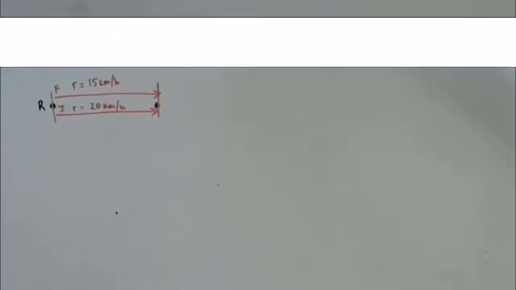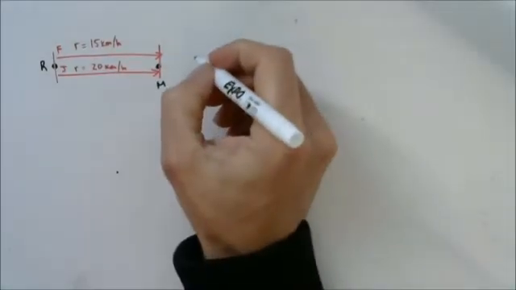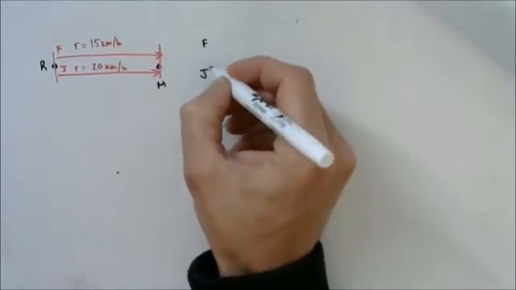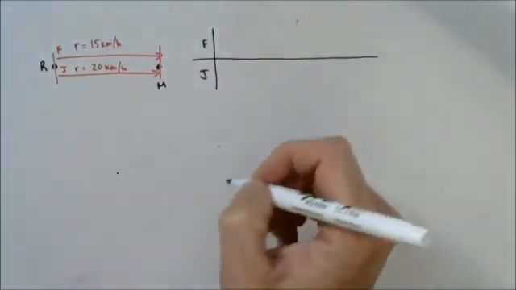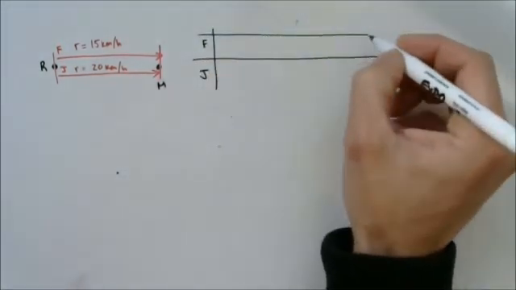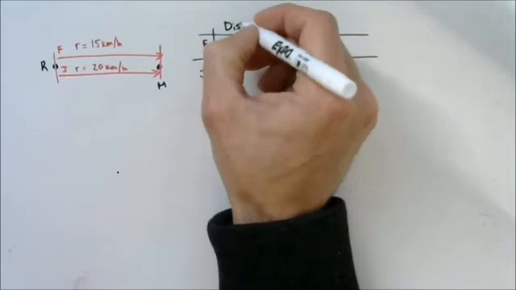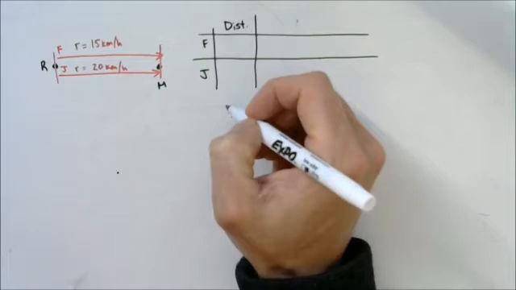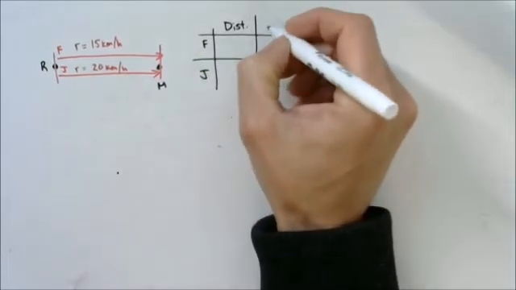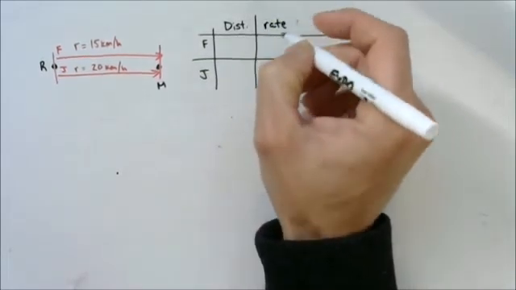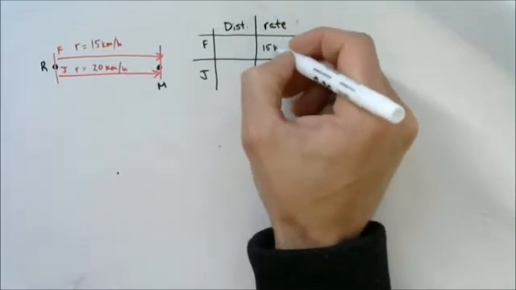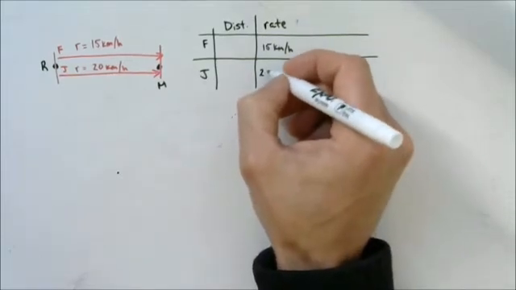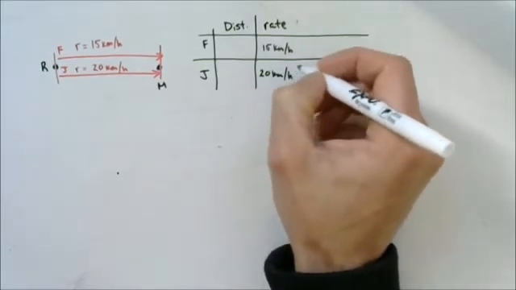So we're on step 2, a chart. So here's what our chart might look like. We're going to have Frank and Jesse. Okay? Distance. Well, we know they're traveling the same distance, but we don't know what that distance is yet. Rate. We know that Frank is traveling 15 kilometers per hour. We know that Jesse is traveling 20 kilometers per hour.